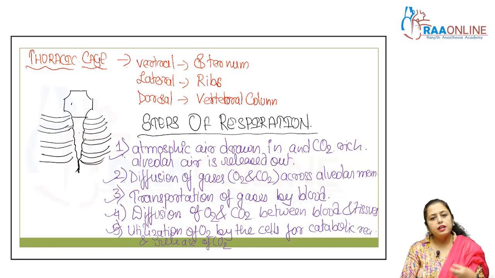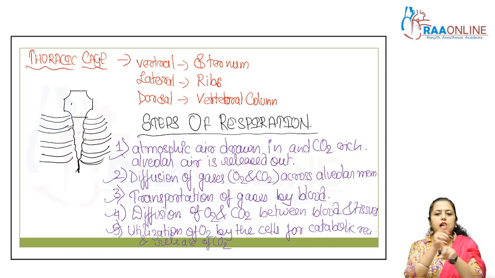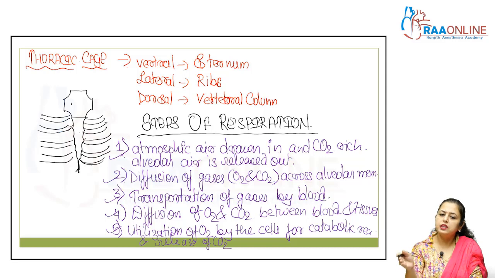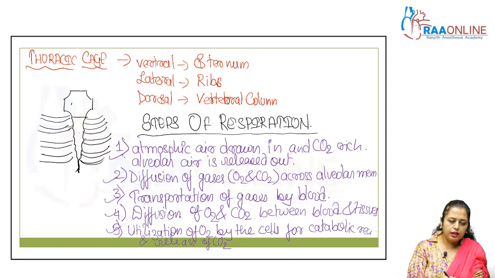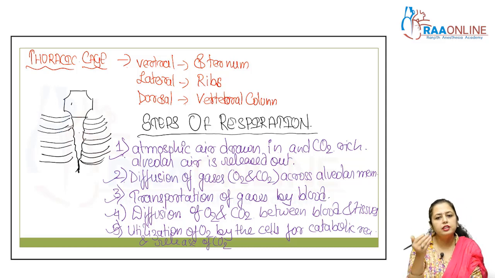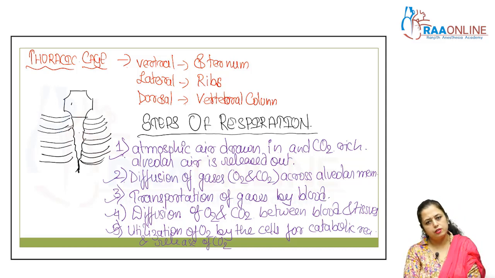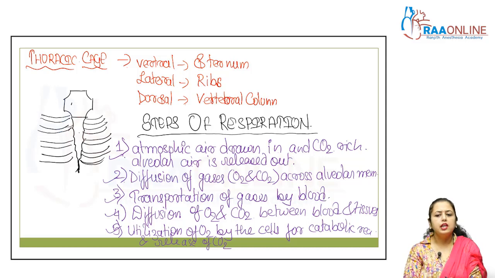What will happen after that? The diffusion of gases, that is carbon dioxide and oxygen, across the alveolar membrane, that is the gaseous exchange. Then when gaseous exchange is completed, transportation of gases by the blood, right? Then diffusion of oxygen and carbon dioxide between the blood and the tissues, right? Utilization of oxygen by the cells for the catabolic reaction and release of carbon dioxide, right? So all these are the steps of the respiration.